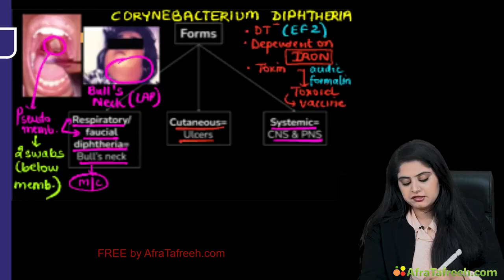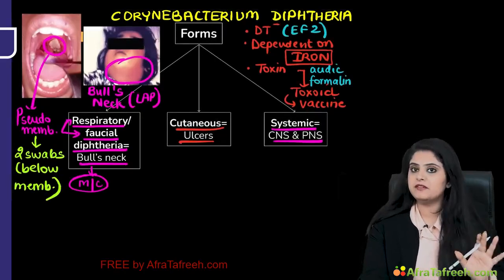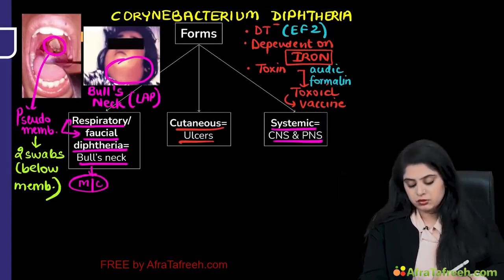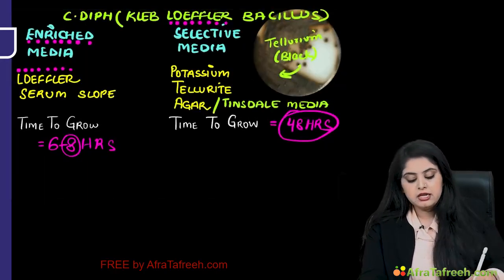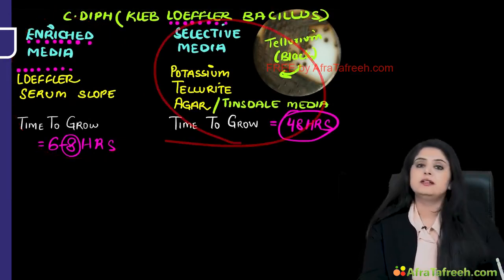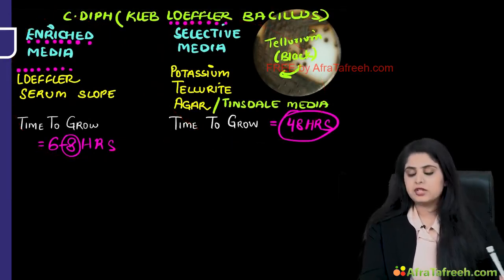Corynebacterium diphtheriae: a kid with a bull's neck will be given. They will say you want to make the diagnosis of this kid as early as possible. What is the media that you will use? For early, I will write enriched. If they ask for the best medium, I will write selective. I hope that's okay. Shall we move on to the next?